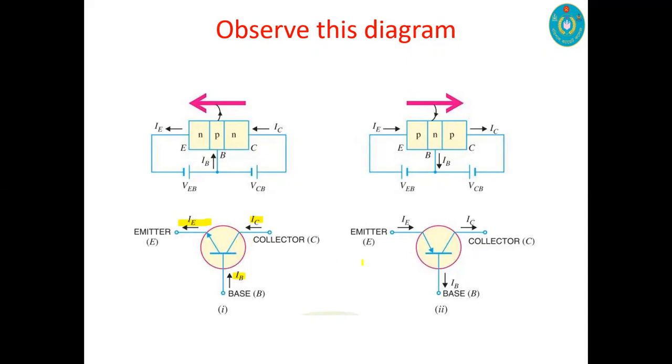And in the same way, we can explain the PNP transistor also. Here the current IE is divided between IB and IC, and we can say that IE is equal to IB plus IC, and the direction of current for IE is inside, in this direction. And here the difference between PNP and NPN is based on the direction of current.